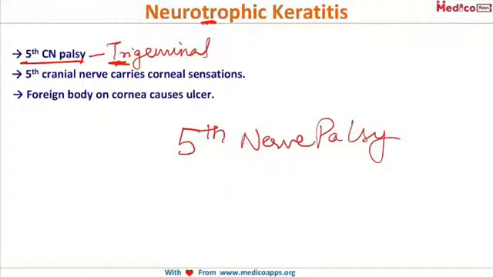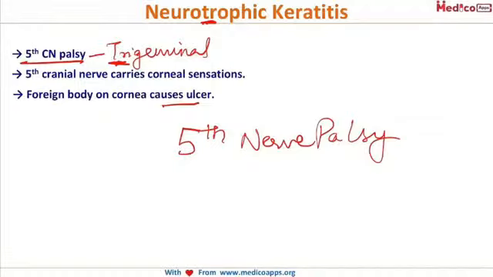We know that the fifth cranial nerve carries sensations to the cornea, so this is lost in this keratitis. So the patient cannot feel anything even if there is a foreign body on his cornea. He does not realize that it is present, and it stays impinged for a very long duration, ultimately resulting in a corneal ulcer. That is about neuroparalytic and neurotrophic keratitis.